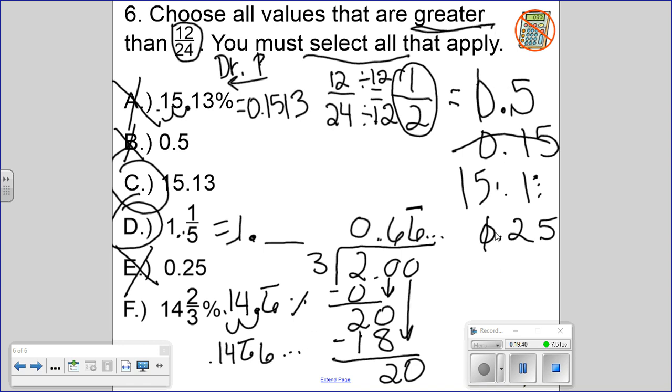So when I go to my list of decimals over here and I add that, 0.14, and then my 6 would be over here. When I look at the ones place, it's a 0 and a 0, so that's a tie. But when I go to the tenths place, I've got a 5 and a 1. Well, 5 is definitely greater than 1, so F is not a good choice. So our final answer here is that C and D are all of the values that are greater than 12 over 24.